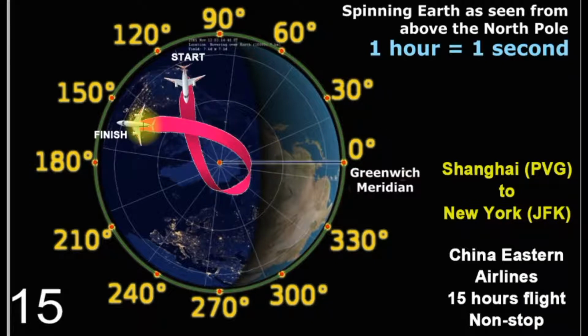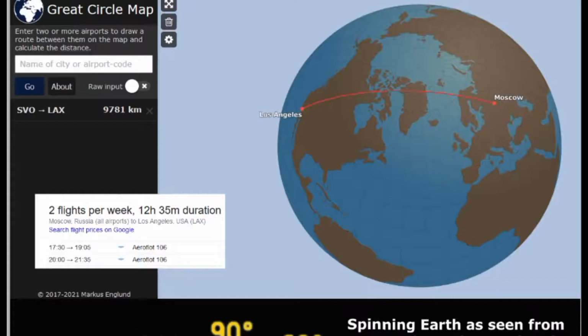Makes no sense at all on this globe Earth. Of course, this doesn't happen because Earth is not a globe. Shanghai to New York, China Eastern Airlines, 15 hours flight, non-stop. Let's move on. Let's go to the next one.